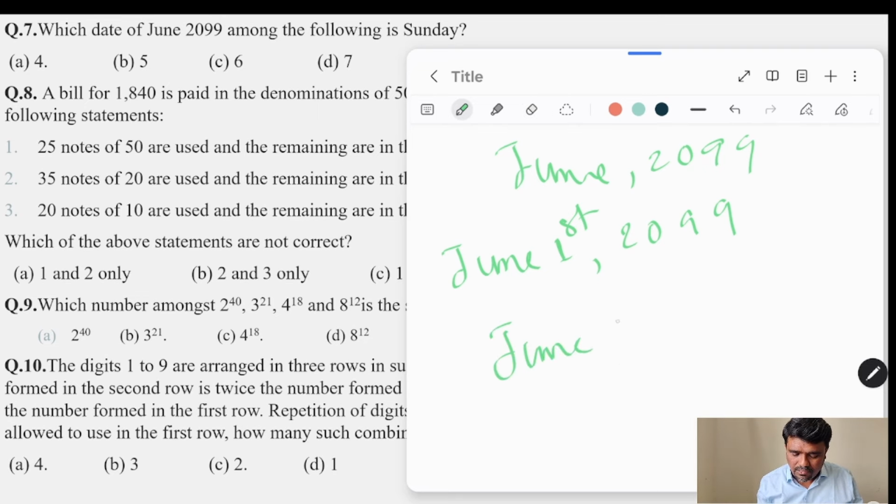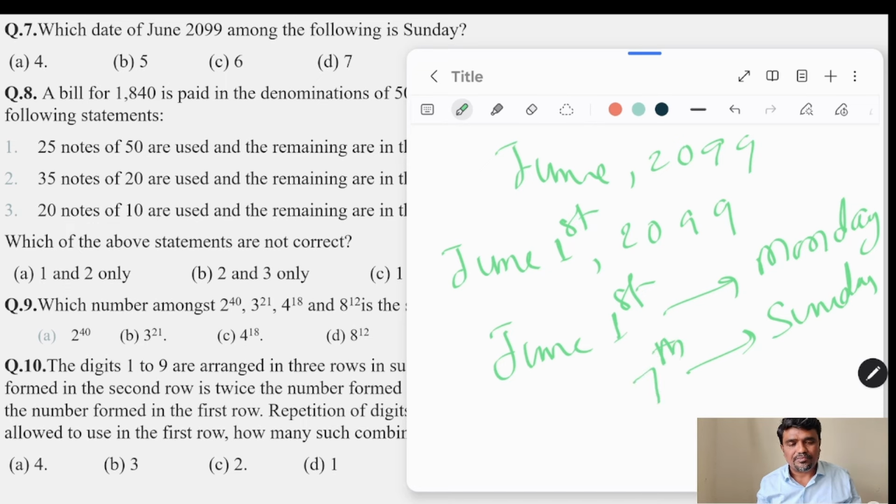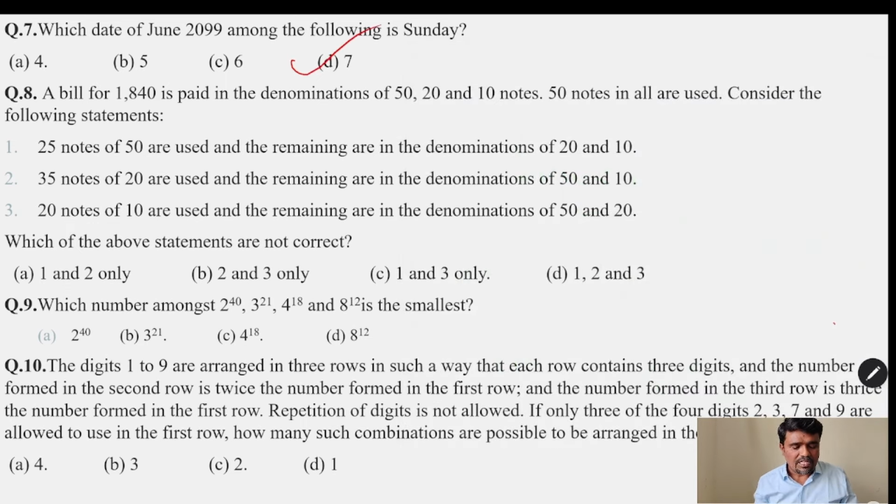June 1st is Monday. So obviously, what could be the Sunday? Sunday is the 7th. So the 7th is the answer. Question number 8.